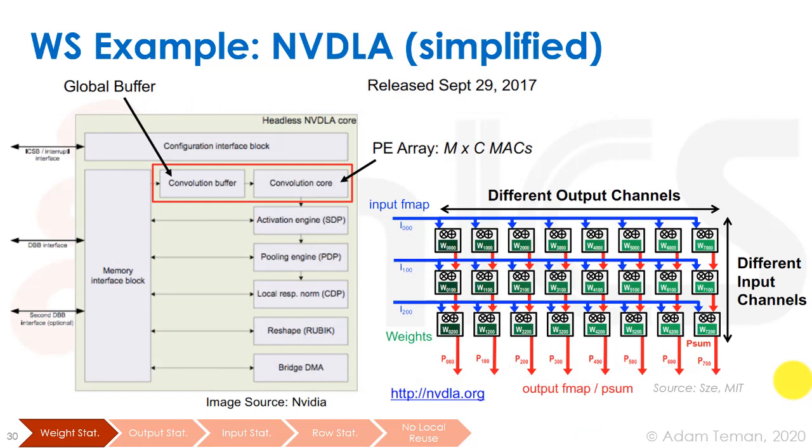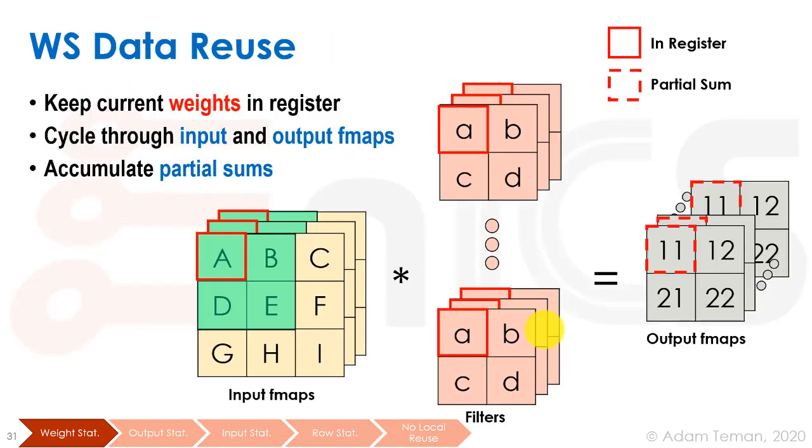And another one of those is a more recently released NVDLA open source project from NVIDIA. And here you can see we have these convolution buffers. That's the global buffer, and we have the convolution core, which is these PE arrays. And as you can see here, in the little picture over here, what it's doing is weight stationary, like we showed before. So let's go into the mechanics of this weight stationary data reuse.